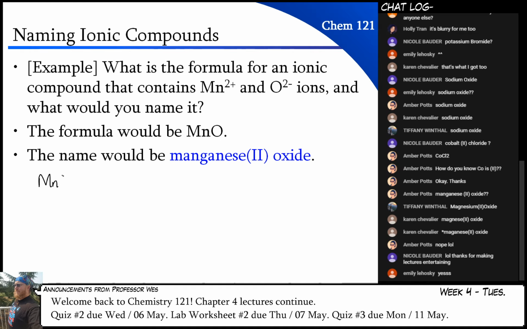So let me show you again how we would do this. So you probably heard me talking about it. How do I name this? So here's my ionic compound. I don't know what the charges are on any of these things, but I do know I got 4 oxygen that are ions in an ionic compound.